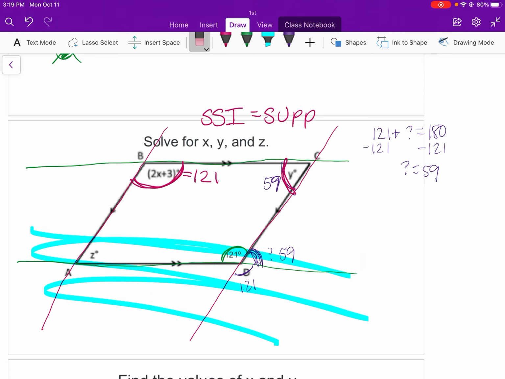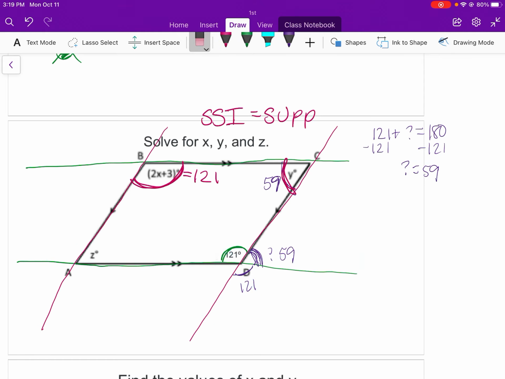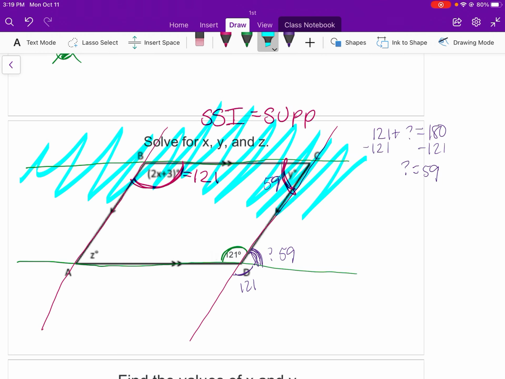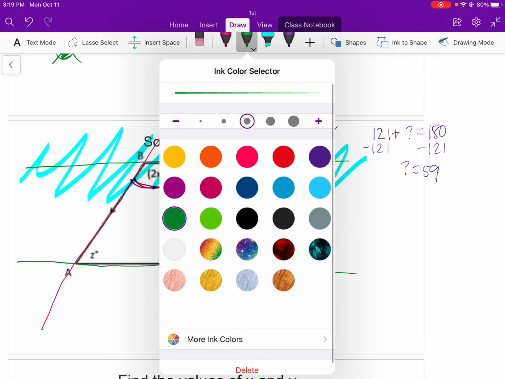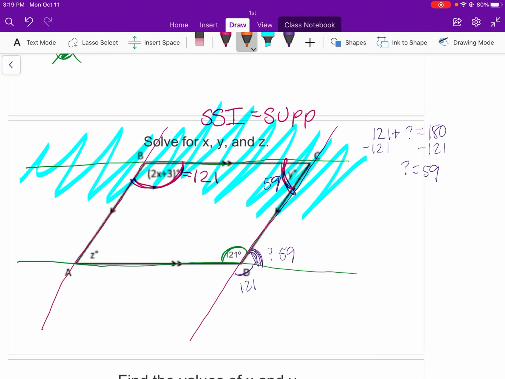Okay, I'm going to erase what I covered up in blue. And now, if I do the same thing here and cover up this, I see this angle, 121, is also same side interior to Z. And so that means Z is also 59.